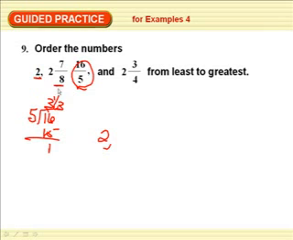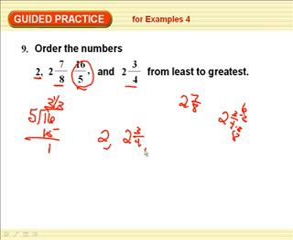Ooh. 7/8 and 3/4. 2 and 7/8. 2 and 3/4. So common denominator would be 8. Times it by 2. That'd be 6/8. That's smaller than that. So it's 2 and 3/4. 2 and 7/8. 16/5. Let's see if we got it.